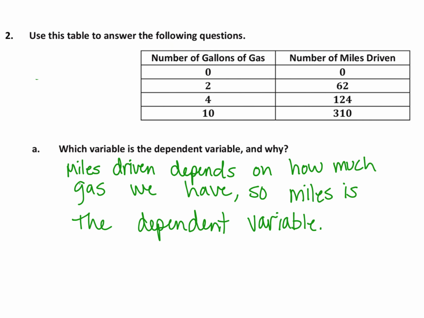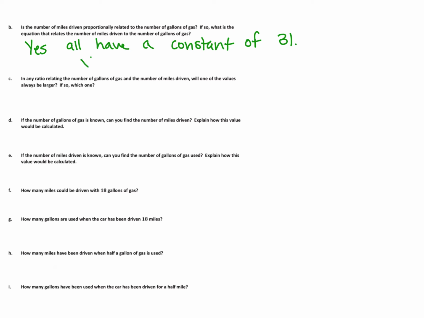And then it says, what is the equation? So we're going to make this one be x and this one be y, and we use y equals kx, but we know k is 31, so we can substitute that in.